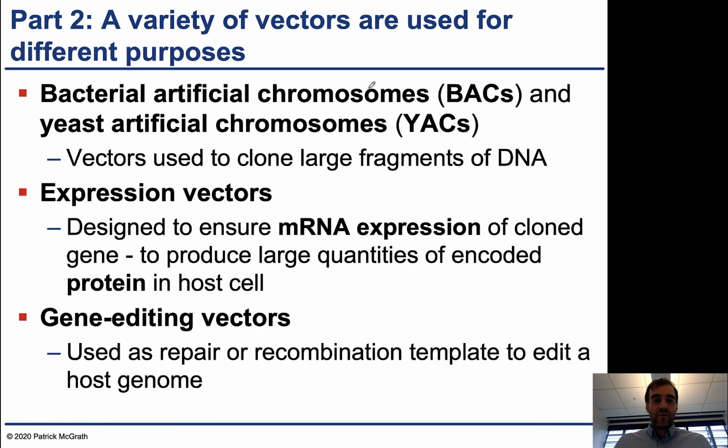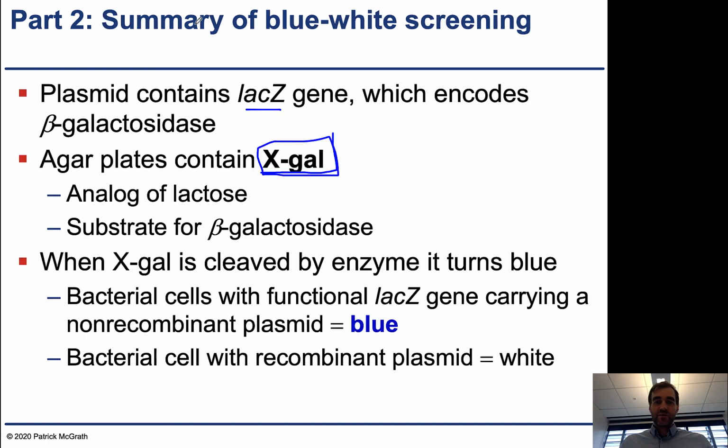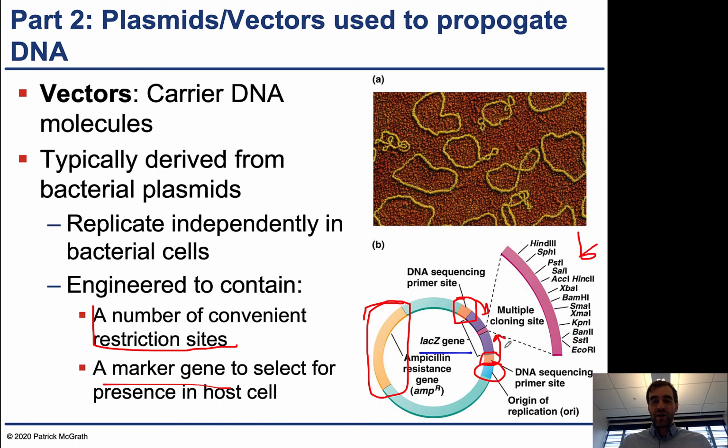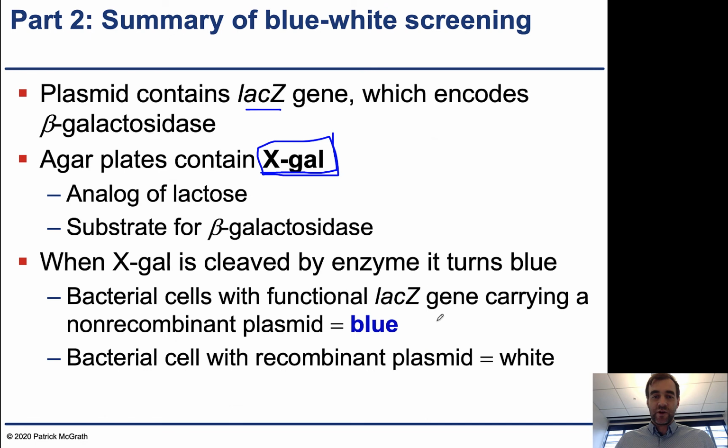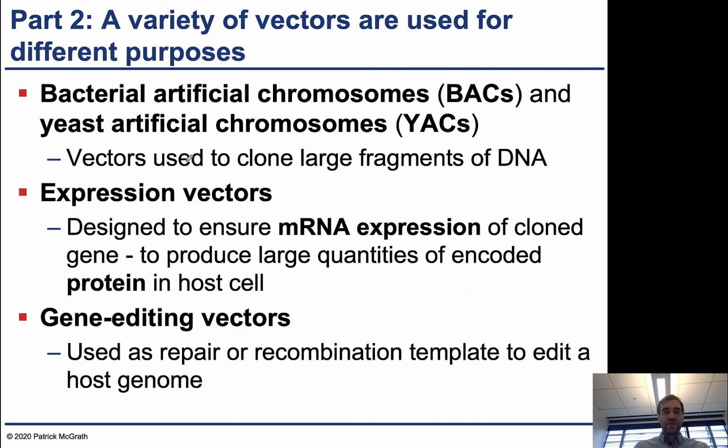So finally, I want to summarize a little bit about vectors. Here we just talked generically about a way to get DNA material into different vectors, but we haven't really talked about why you might do that. And so there are all sorts of different types of vectors that are useful for different purposes.